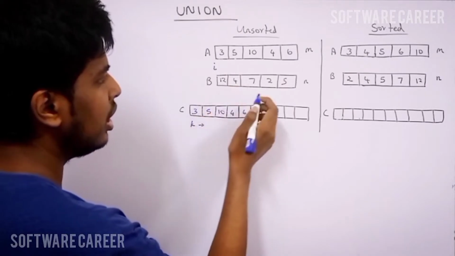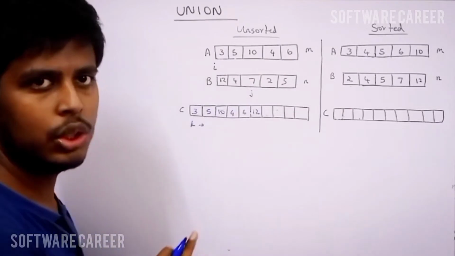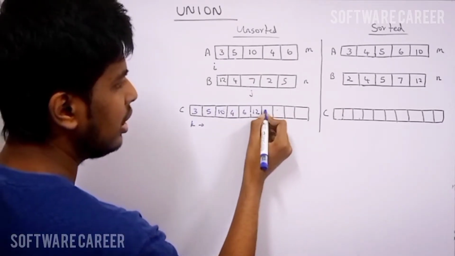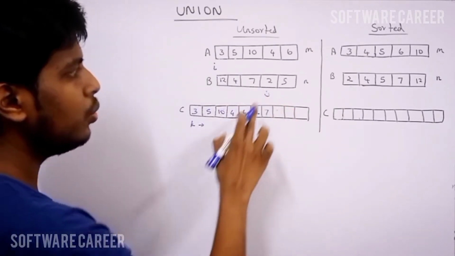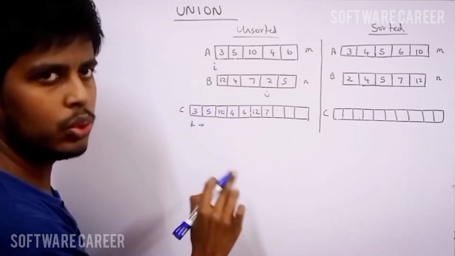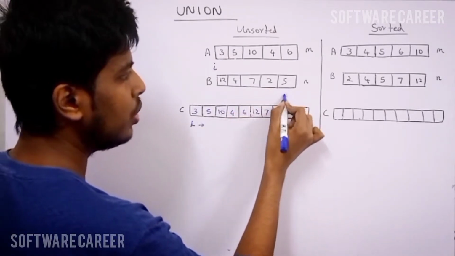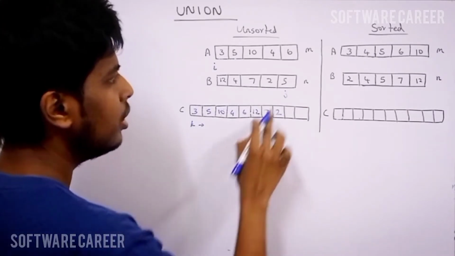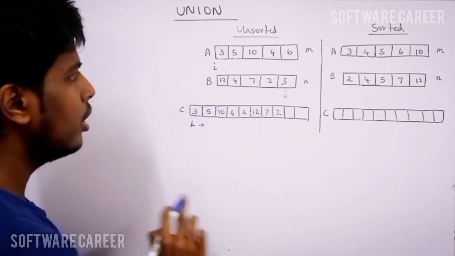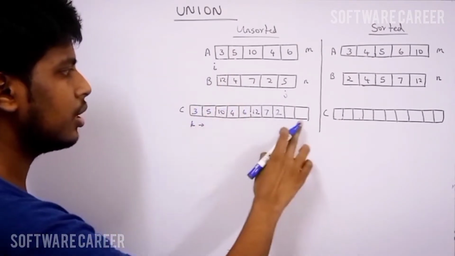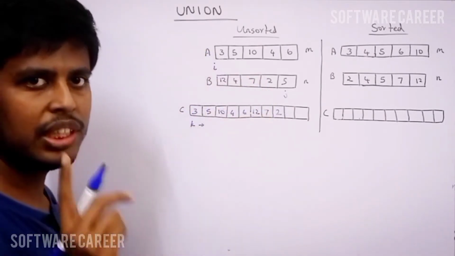So now change the J value. Compare whether 7 is present over here. No, 7 is not present, so you can write 7 here. Then J increases. Now compare whether 2 is present here. No, so you can write 2 over here. Now J is at the last index of B. Compare whether 5 is present here. Yes, 5 is present, so you can't write it. Now this is the result. This is the union operation. You have written all the elements of A and B in C only once.